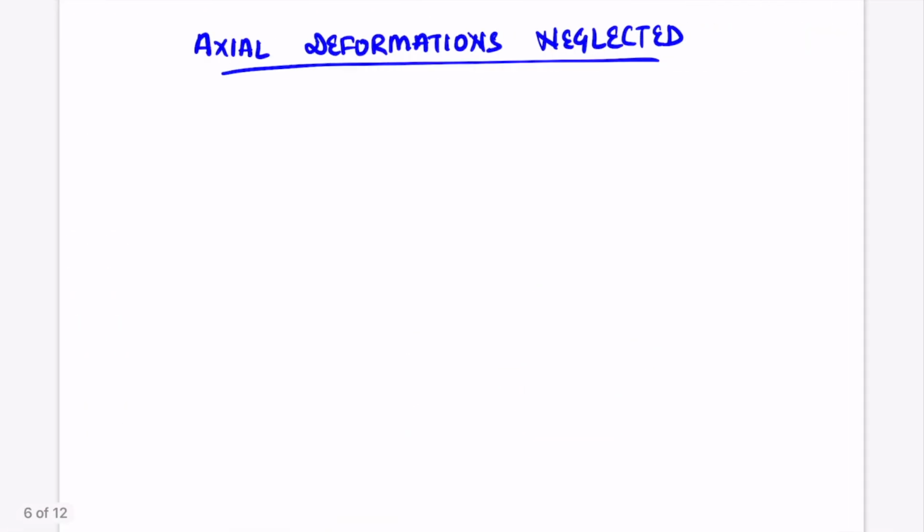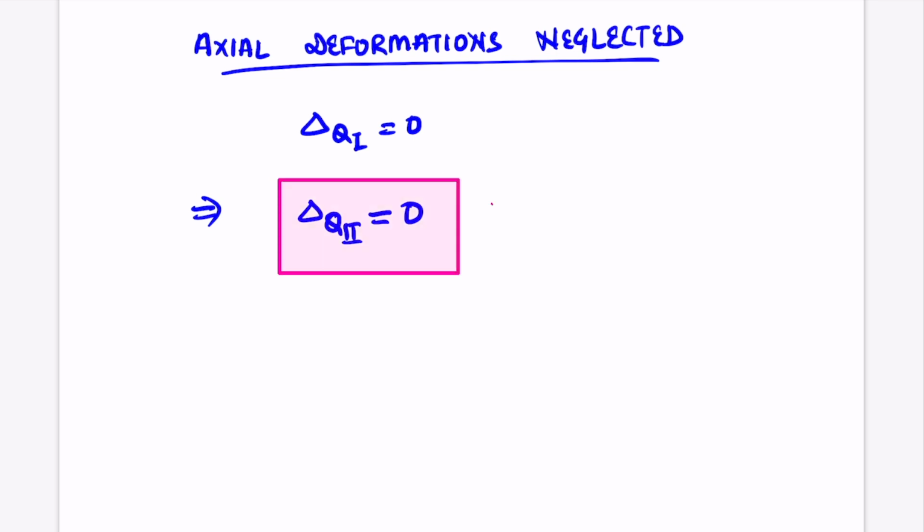PQ. So now the compatibility equation we will use. We are neglecting the axial deformation, so delta Q1 is 0. So finally our compatibility condition which we need to solve will become delta Q2 equal to 0. So using this equation, we will find the value of FPQ.